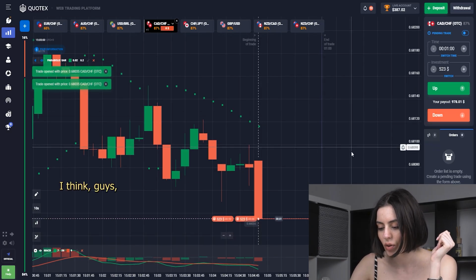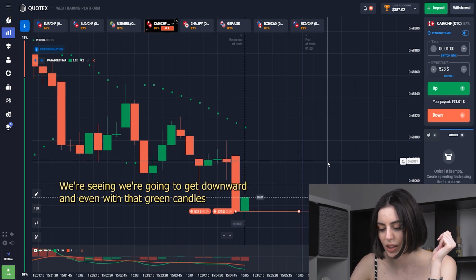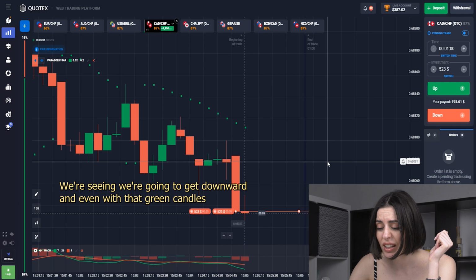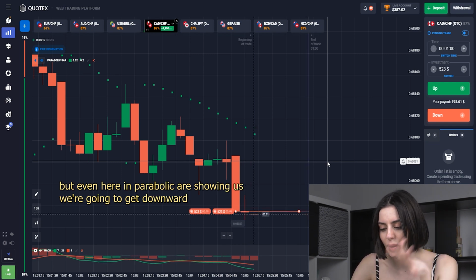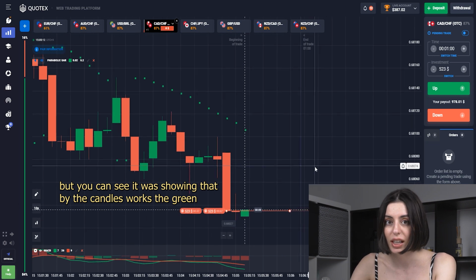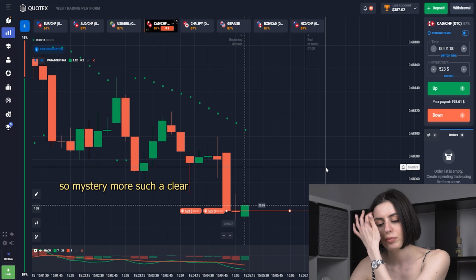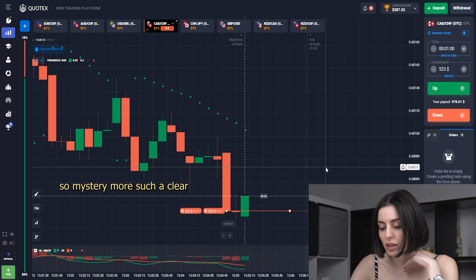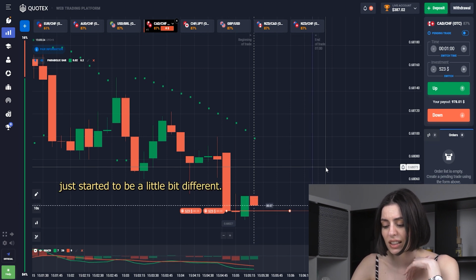I think, guys, all words here are gonna be extra perfectly seen. We're gonna get downward, and even with that green candles, but even here in parabolic star showing us we're gonna get downward. But you may see parabolic star was showing that, but the candles were actually green. So MACD were such a clear indicator to show that, and it's just started to be a little bit different.